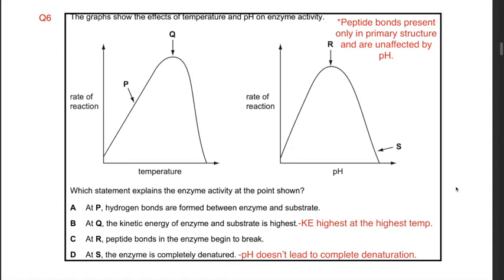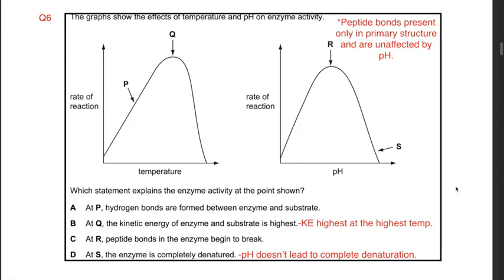B. At Q, the kinetic energy of enzyme and substrate is highest. If you look at Q, which is a point marked on the graph of the rate of reaction plotted against temperature, kinetic energy will be highest at the highest temperature, not at Q. Therefore, statement B is also incorrect, leaving us with the only possible answer, that is A.